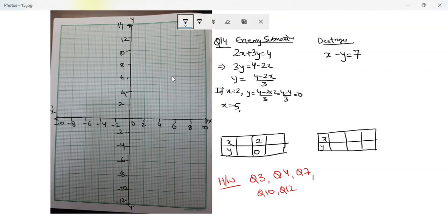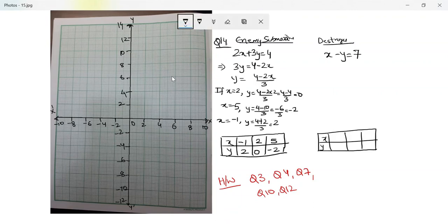So if x is equal to 5, the value of y will be equal to (4 minus 2 into 5)/3, that's negative 6 upon 3, which means negative 2. So if x is equal to 5, y will be negative 2. And then the last one, if x is equal to negative 1, y will be equal to (4 minus 2 into negative 1)/3, that's 4 plus 2 upon 3, that's 6 upon 3, which means 2. So x is equal to negative 1, y will be equal to 2.